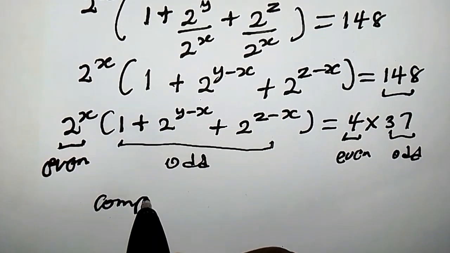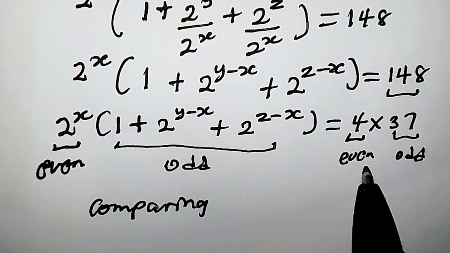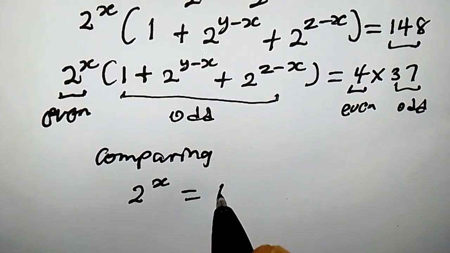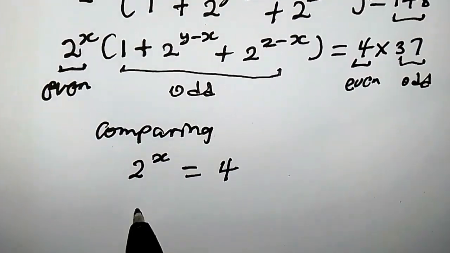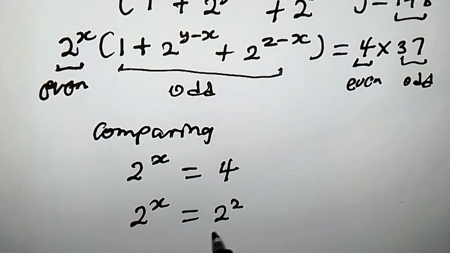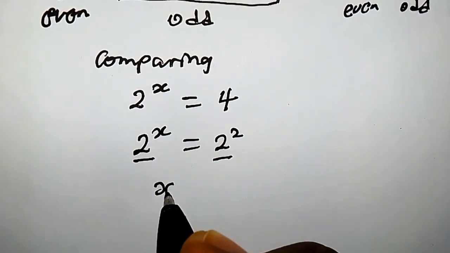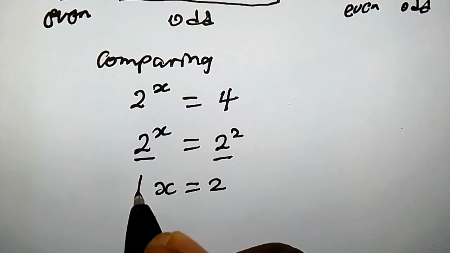Comparing, we are going to compare the even parts. 2 to the power of x equals 4. By comparing the even parts, 2 to the power of x equals 4 could be written as 2 squared, since the base is the same. So our value of x is equal to 2.